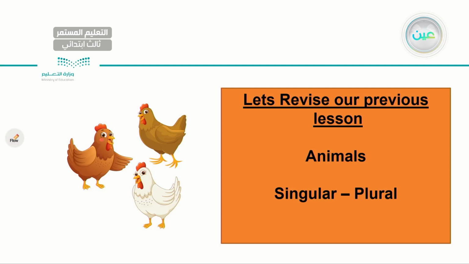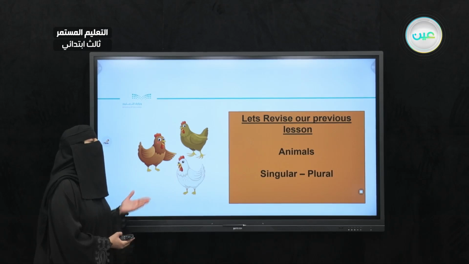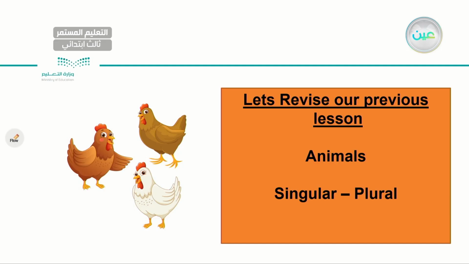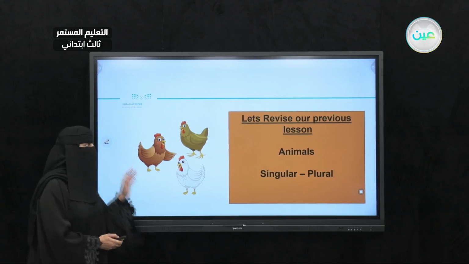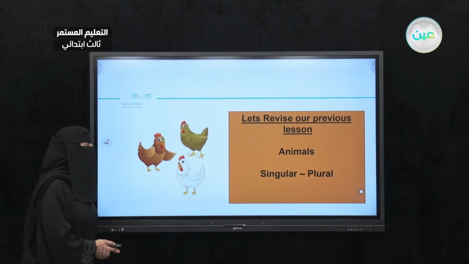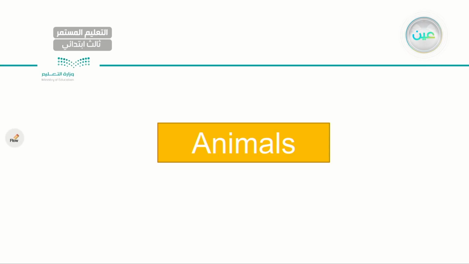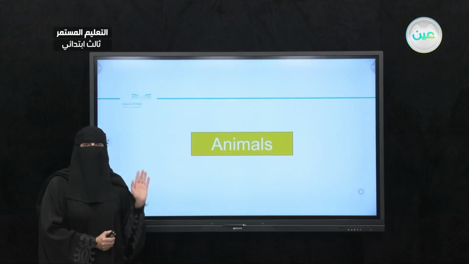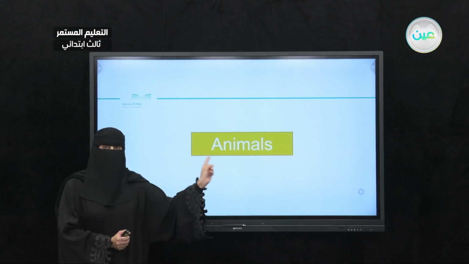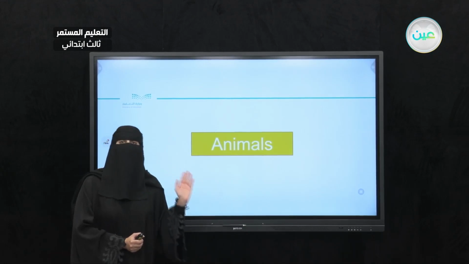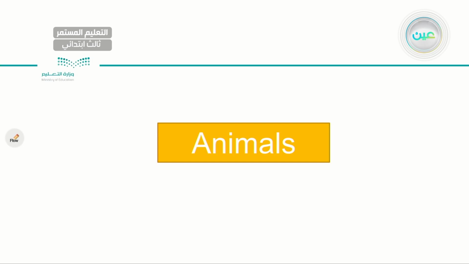Let's start by revising what we have learned in the previous lesson, my dear student. In the previous lesson we introduced so many different kinds of animals. Also we focused on giving the singular and the plural of these animals. We will be revising them in this lesson as well. So this is the name of the lesson. As you can see, I have animals. Animals here is a noun, and it's plural because it ends in S. The singular is animal. So animal is singular, animals are plural.